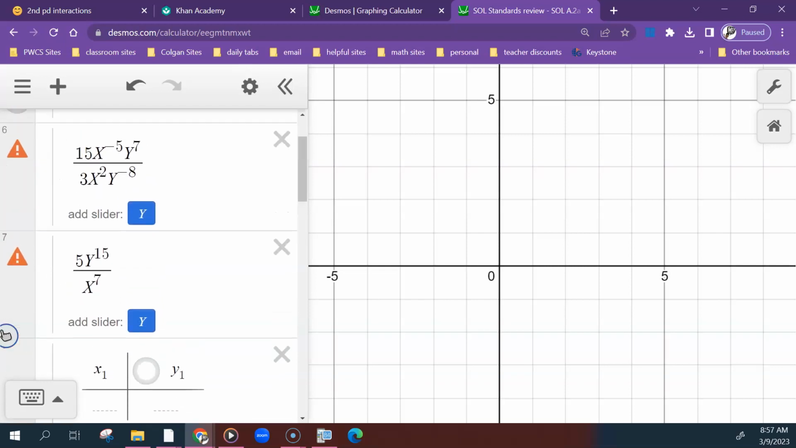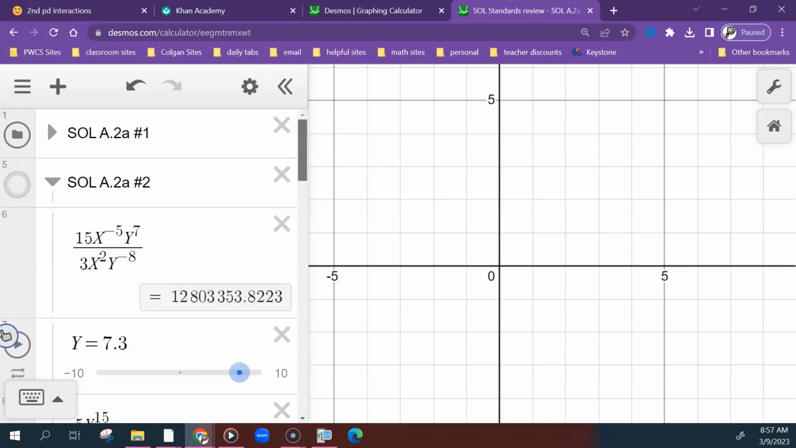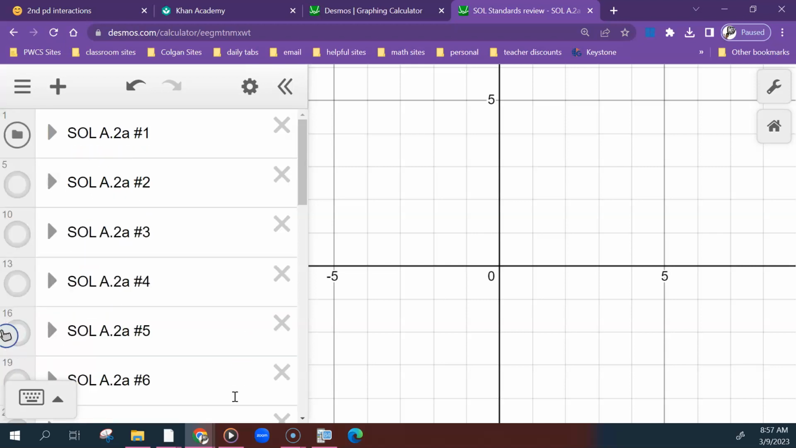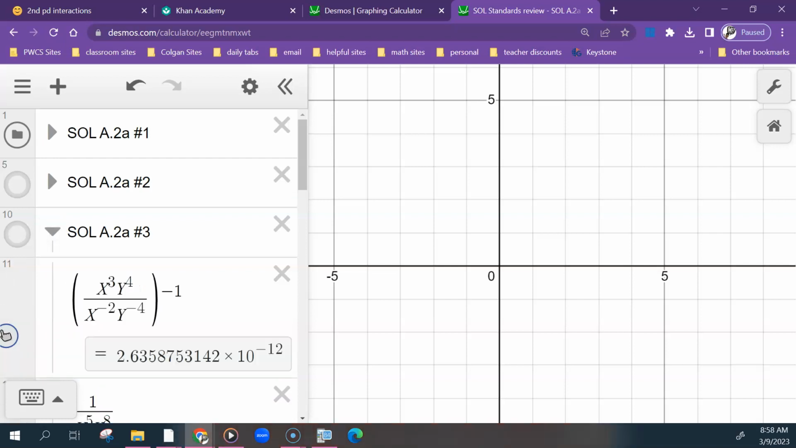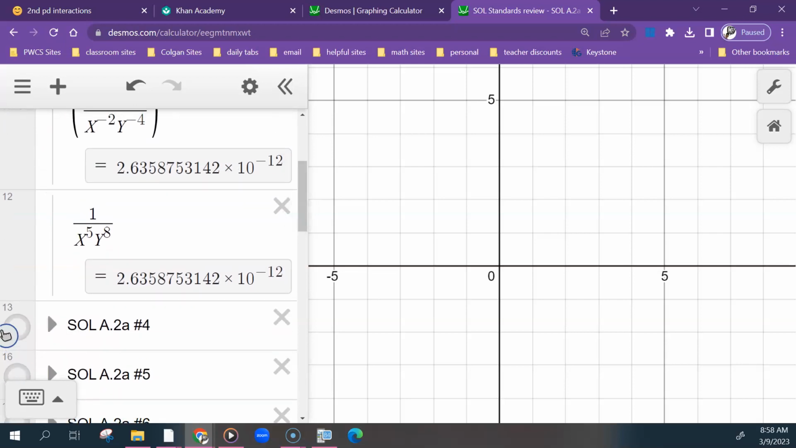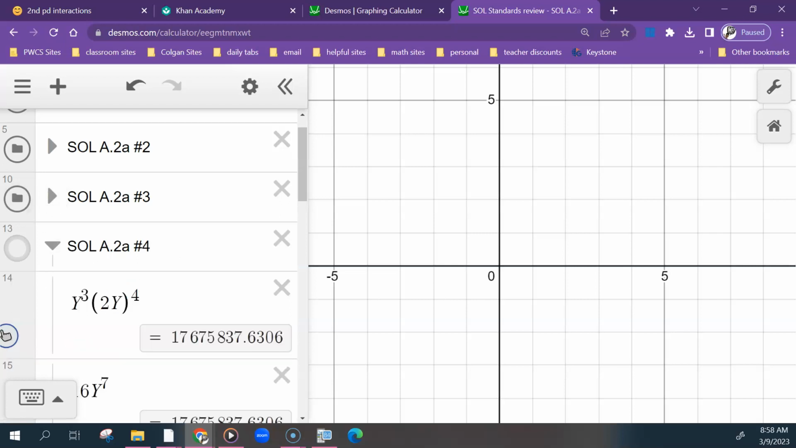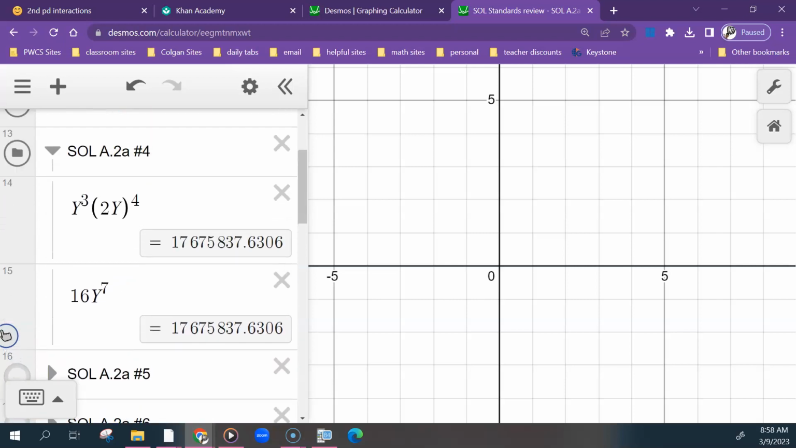So the slider for x is already there, but because the second one had y, I have to add another slider. Change that value. And these are the same, so that was our final answer. For 3, same thing. The sliders are already there. I have the same number, so I know those are right. Numbers are the same, so I know that's the right answer.